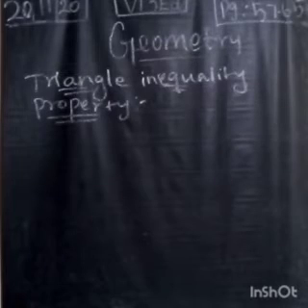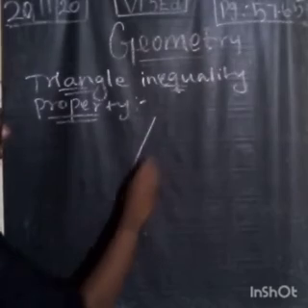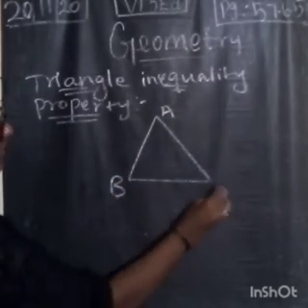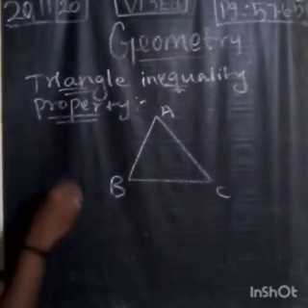Let us discuss the triangle inequality property. The triangle inequality property is nothing but, in a triangle, the sum of any two sides of the triangle is greater than the third side. This is known as the triangle inequality. A, B, C. In a triangle, the sum of two sides.